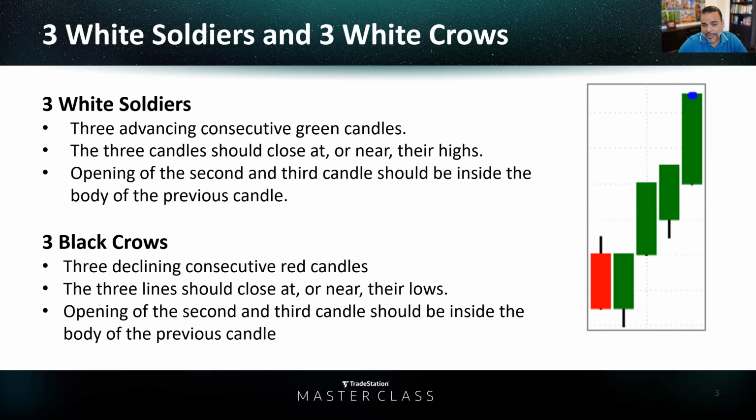I'm surprised actually that I don't see this pattern inside of the chart we were looking at. But it may be difficult to have this specific setup and to be able to identify it right here on the chart. The black crows is the same thing, but in the other direction. So you have three declining consecutive red candles. The three lines should close near their lows. And the opening of the second and the third candle should be inside the body of the previous candle.